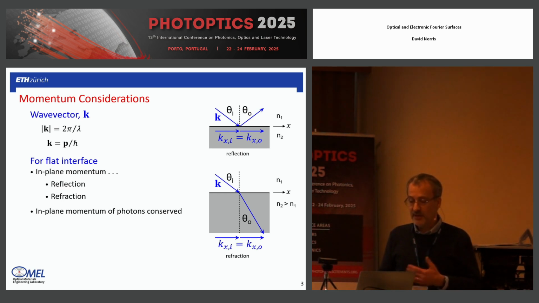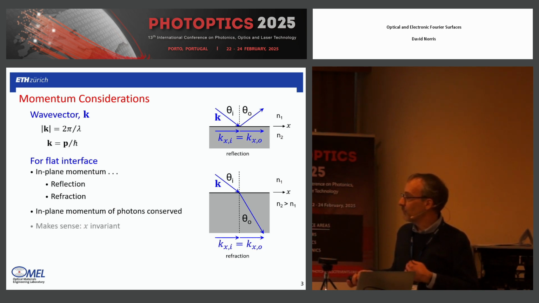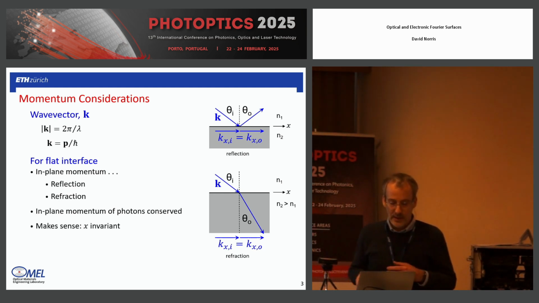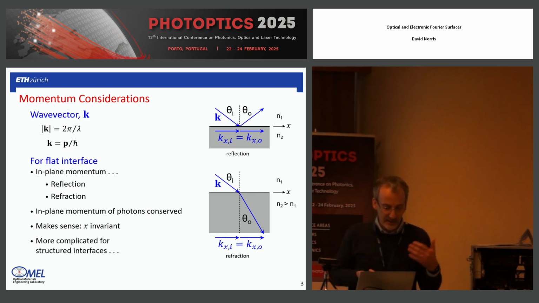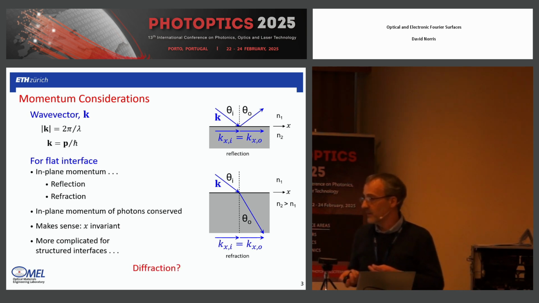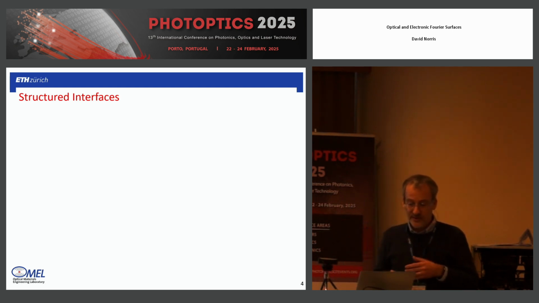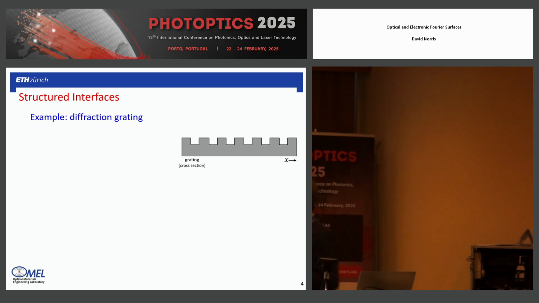That's not surprising because nothing interesting is going on in these structures. They're basically totally boring in x, or invariant in x, so this makes sense. And of course, it becomes more complicated if the surface is then structured, and this is what gives rise to diffraction. So in a structured interface, the classic example is the diffraction grating where we have grooves that are periodic in x.